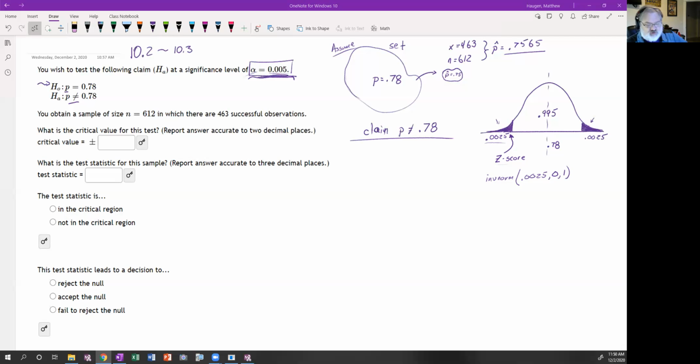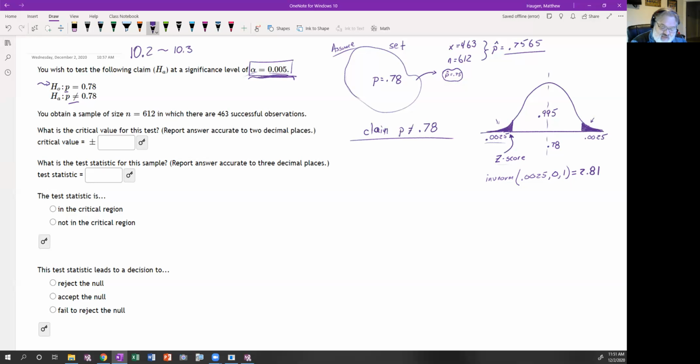Certainly over 2, not quite 3. Anybody want to tell me what you get when you do that? 2.80... 2.807. Well, that's what I got. So if we round, how about 2.81? Yeah.